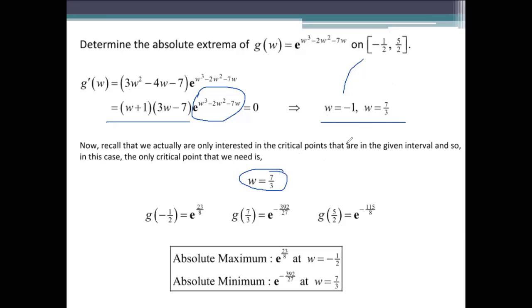Now again, evaluate our function at this critical point 7/3 and the endpoints of our interval, and we have these three values. When we identify which is greater and which is smaller, the absolute maximum is e^(23/8) at -1/2, and the absolute minimum is this one, e to the power of -392/27, at the point 7/3. This is the critical point, and this is the value we get.